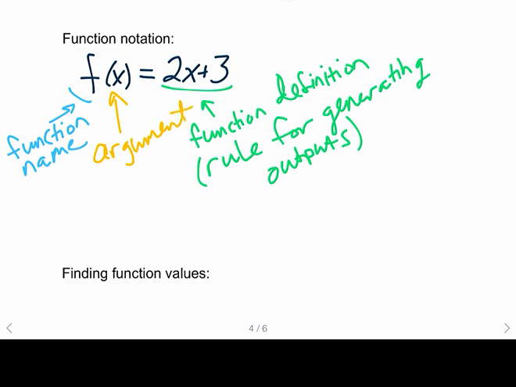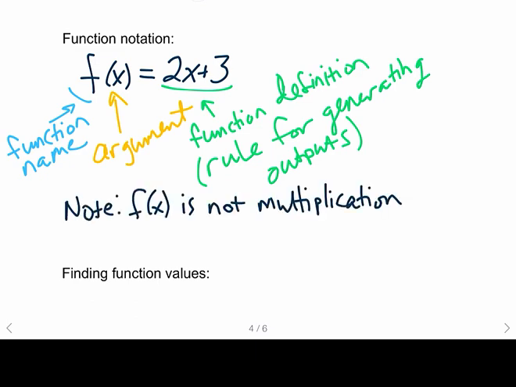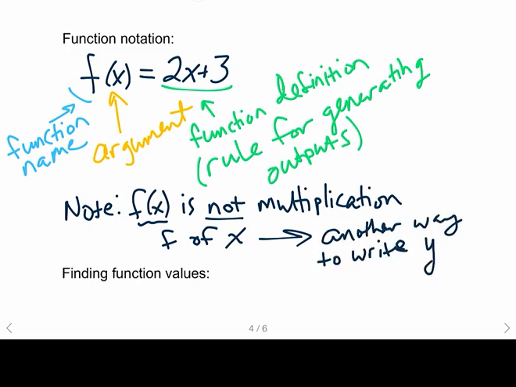And I want to make a note here. This is not multiplication. It is read "f of x" and is just function notation. This f of x business is really another way to write y. In other words, f of x is equal to y.